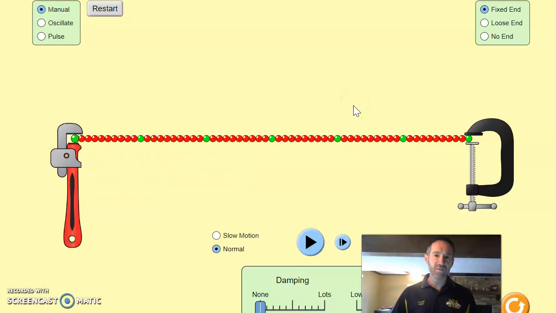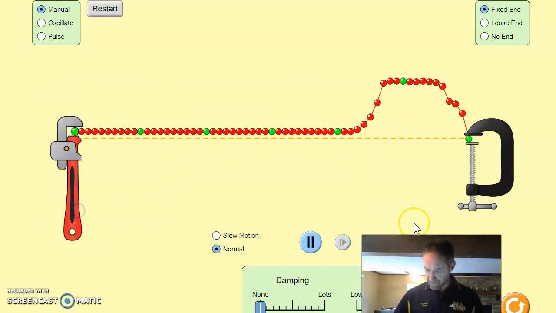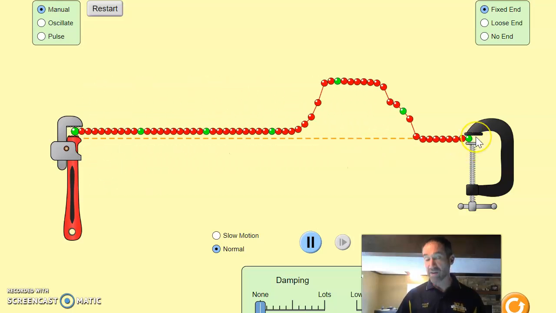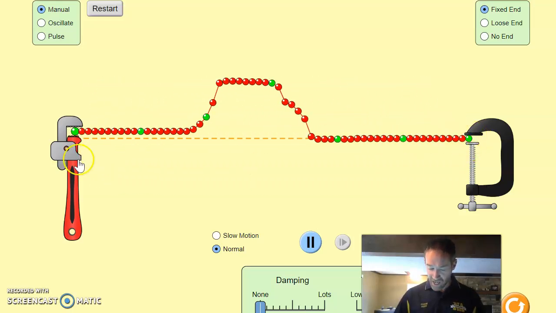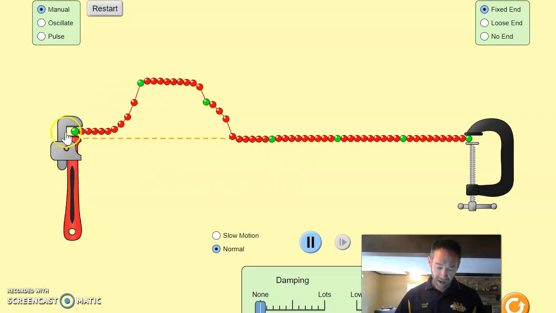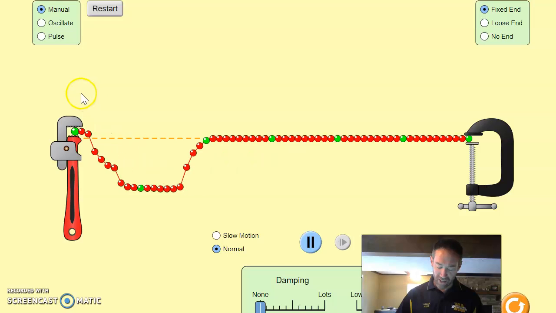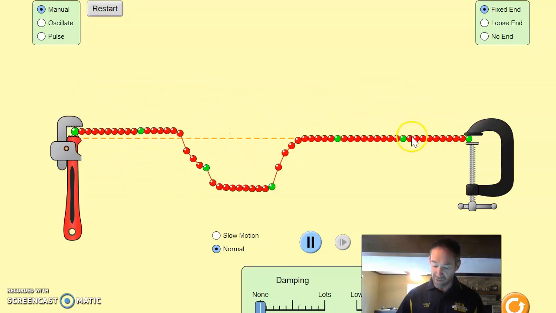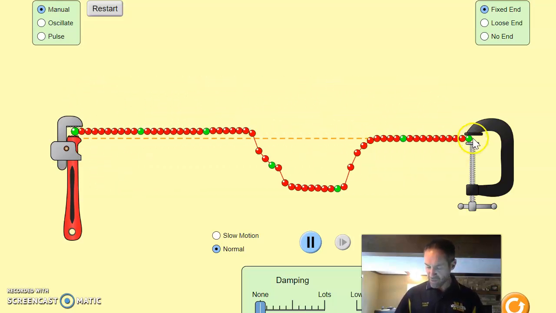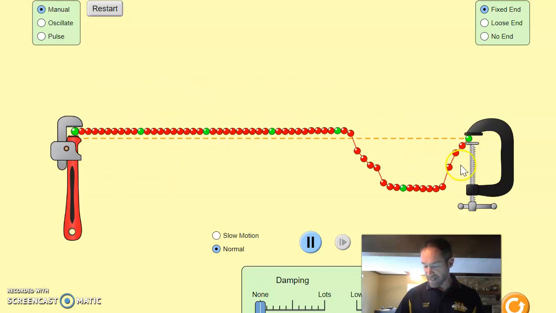Now they gave us the ability to change the kind of interface that we have over here. The interface that it starts with is this clamped end. They have a clamp on the last bead in the string, and that clamp isn't allowing that bead to go anywhere. Notice I made a pulse by working up and then down. So I made this pulse that went to the right above the equilibrium line. And the reflected part that comes back is inverted.